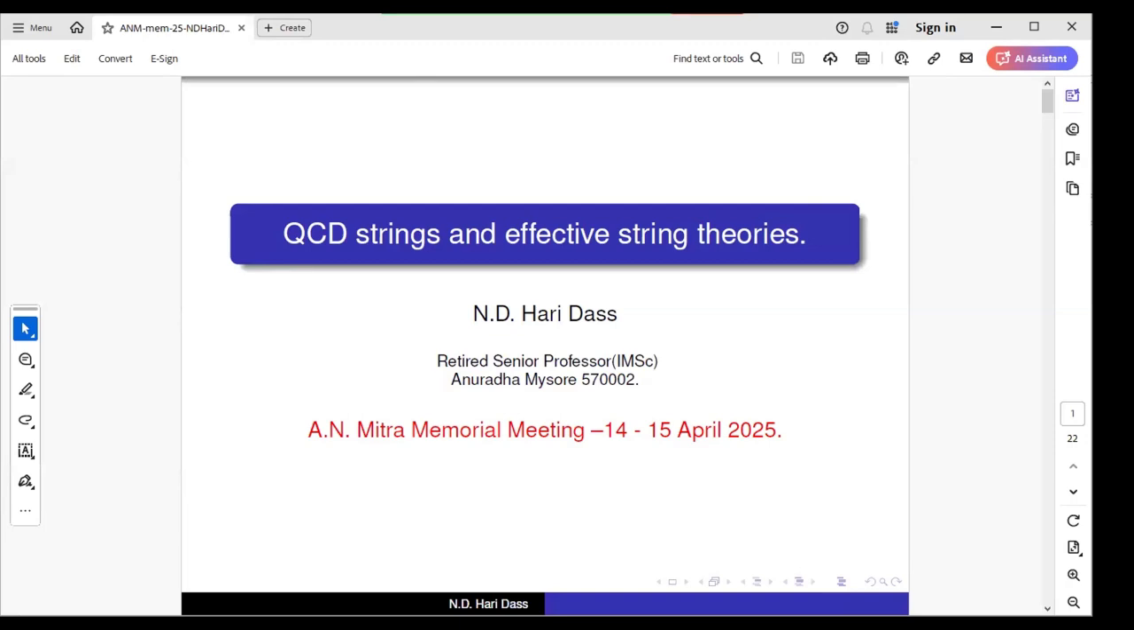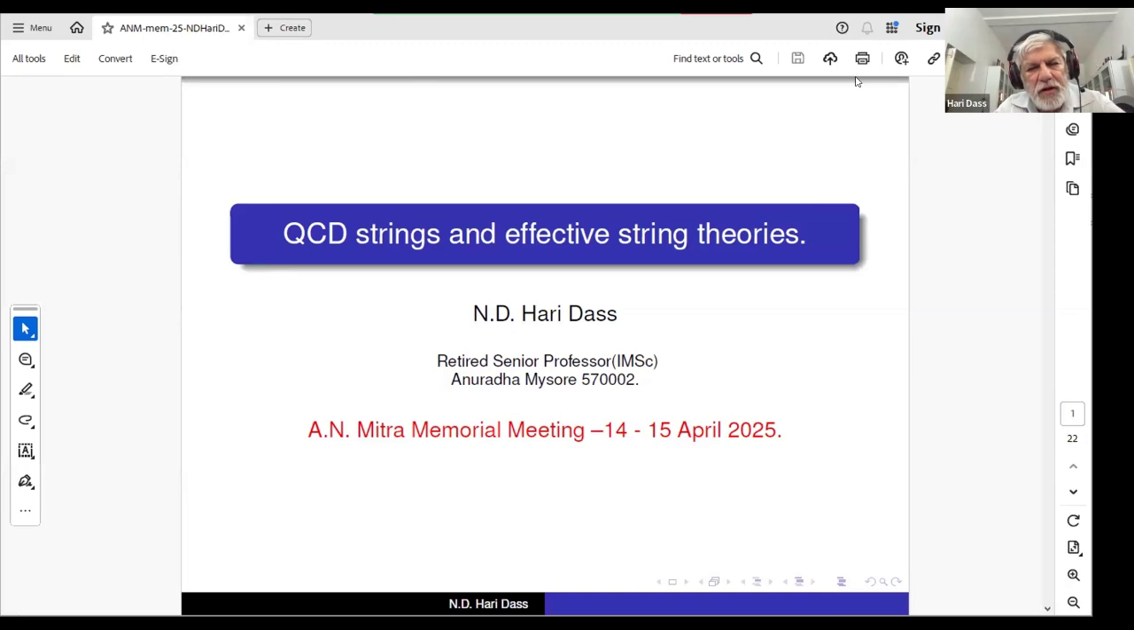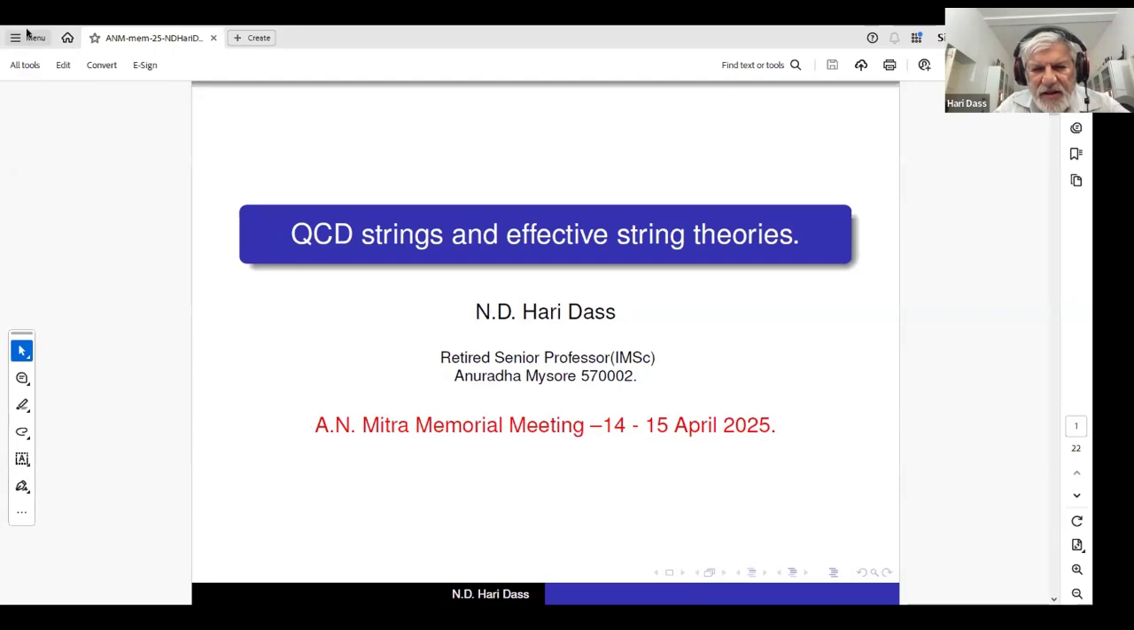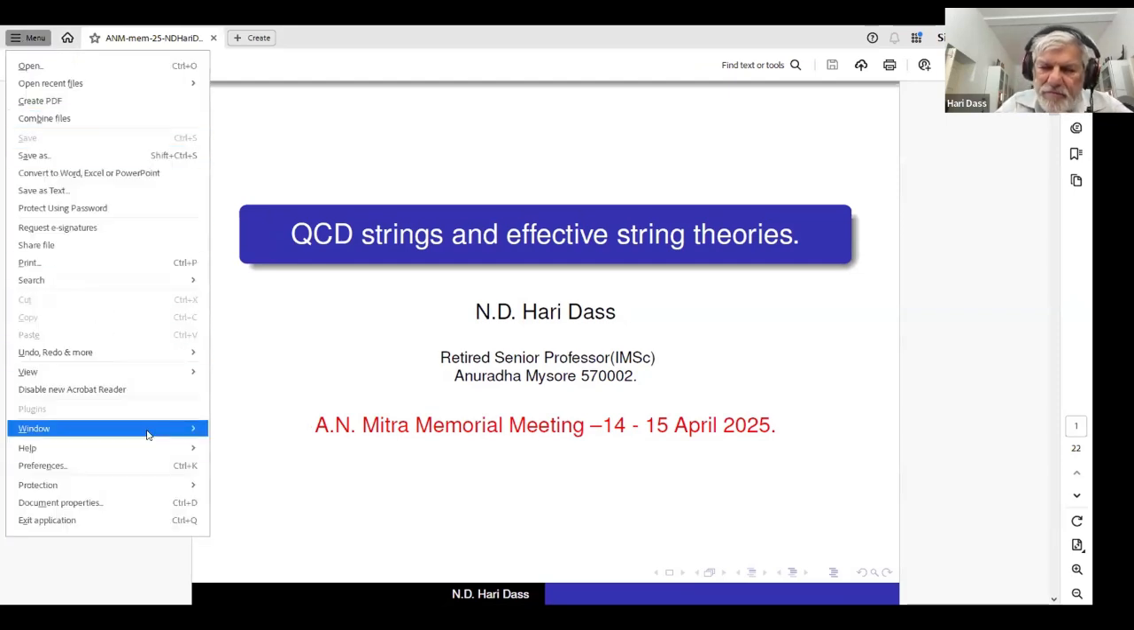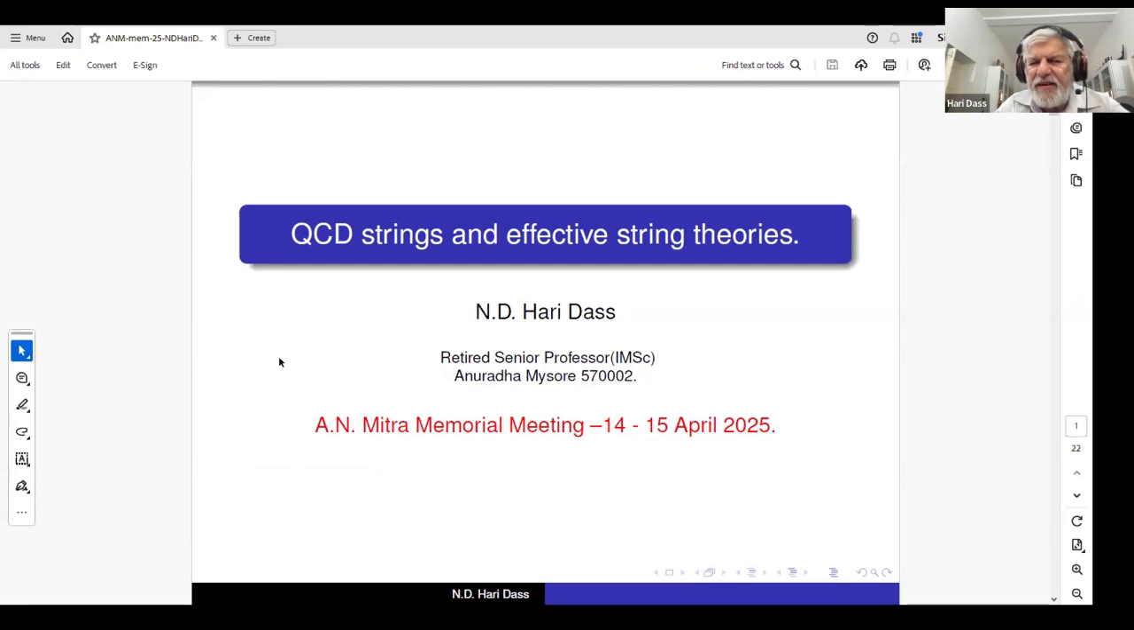Let me try. Okay, so I'm going to be talking about the topic QCD strings and effective string theories. This summarizes a body of work, both analytical and numerical, that I have done with several of my collaborators. And this will be a summary. And in a way, it's a very apt tribute to Professor Mitra, as he is the one who introduced me to the quark model. So my academic journey began with the quark model, and more or less, the end point of my academic journey, formally speaking, also had to do with quark theories.